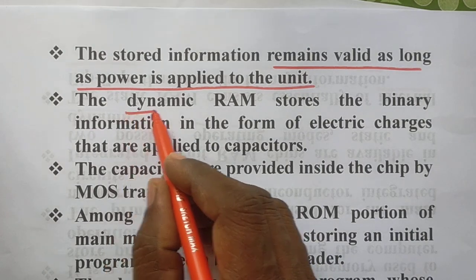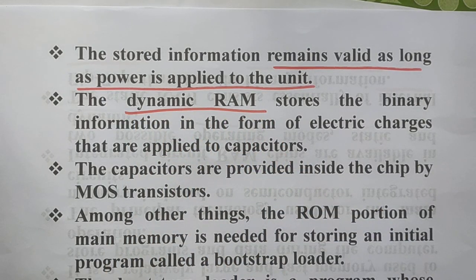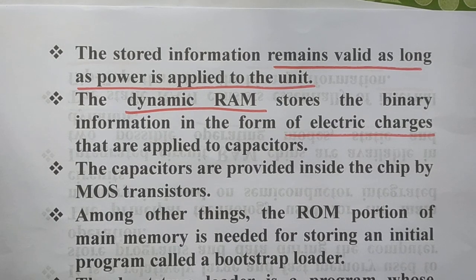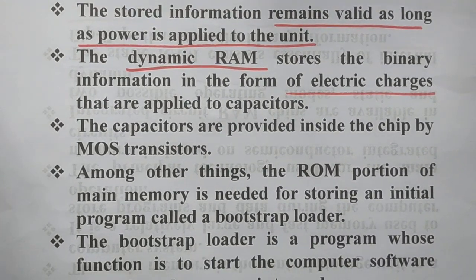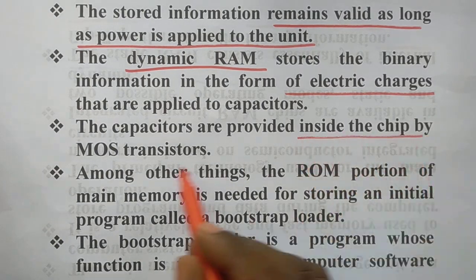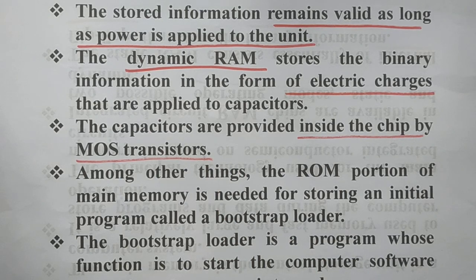Dynamic RAM stores the binary information in the form of electric charges that are applied to capacitors. The RAM stores binary information dynamically, and the capacitors are also provided inside the chip. That is the electronic concept of how dynamic RAM is built. The capacitors are provided inside the chip by MOS transistors. MOS transistors are an electronic concept.